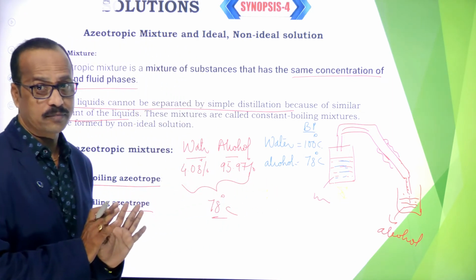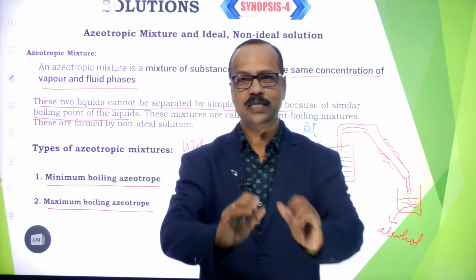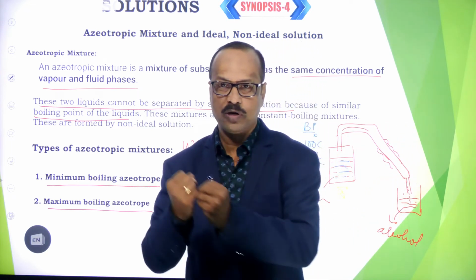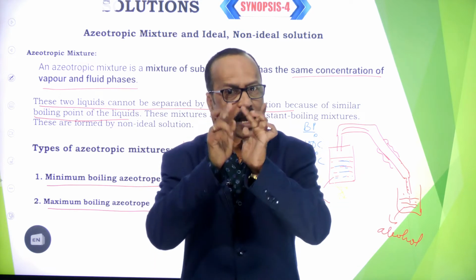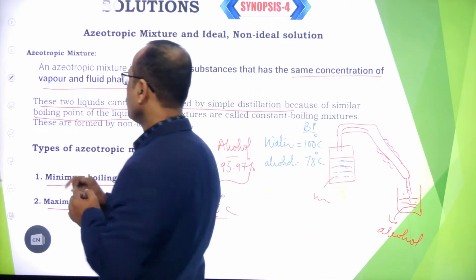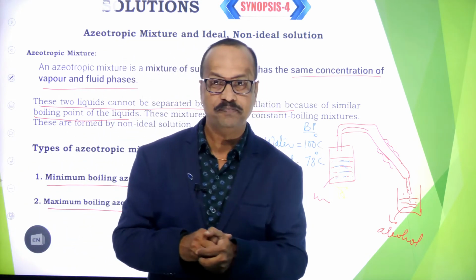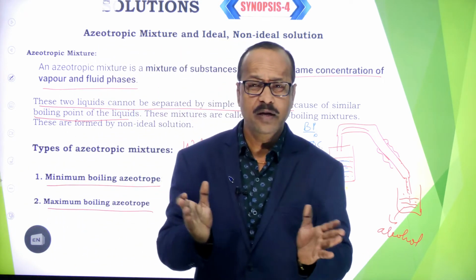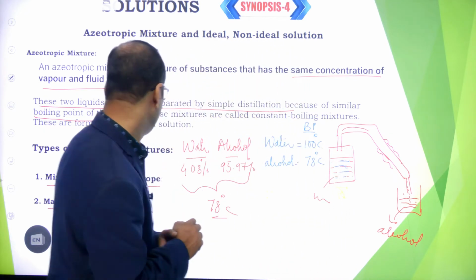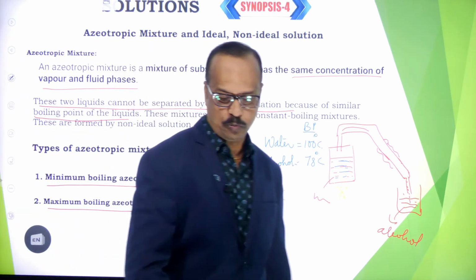Till here understood or not? Concentrate here once again, I will explain in 1 minute. Here we are discussing solutions, ideal and non-ideal. Those which follow Raoult's law are ideal; those which do not follow are called non-ideal solutions. Non-ideal solutions are again classified into two types. Azeotropic mixture means a mixture of two solutions with the same boiling point, which we cannot separate by fractional distillation. These are of two types: minimum boiling azeotropes and maximum boiling azeotropes.